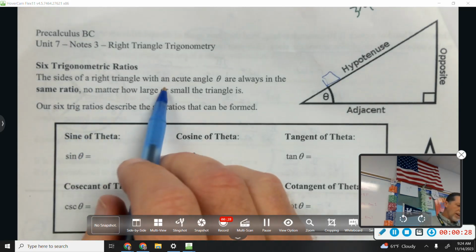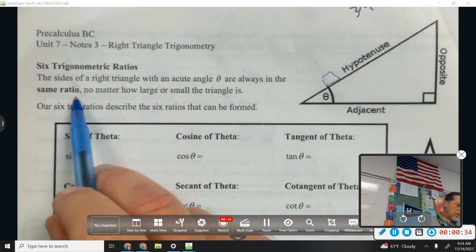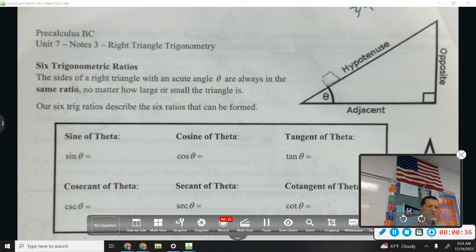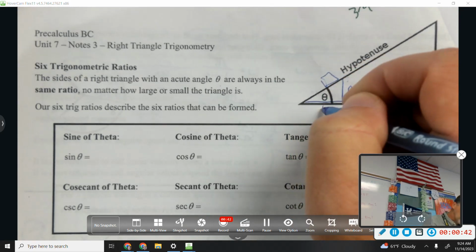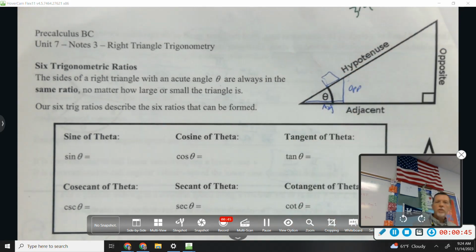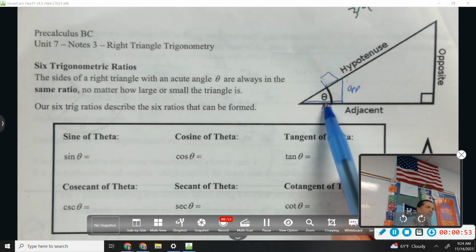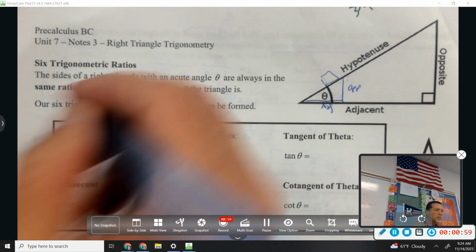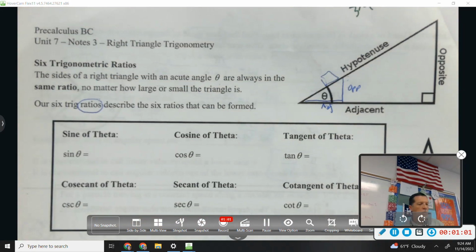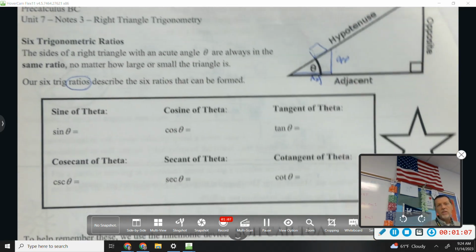The sides of a right triangle with an acute angle theta are always in the same ratio, no matter how large or small the triangle is. Right? So if opposite was here and adjacent was here, those ratios would be the same. Opposite to adjacent, opposite to adjacent. It doesn't matter how big the triangle is. It only matters what the angle is. And so that's why they're called the 6 trig ratios. We usually think of them as just sine, cosine, and tangent, but the reason they're called ratios is the size doesn't matter. It only depends on the angle.